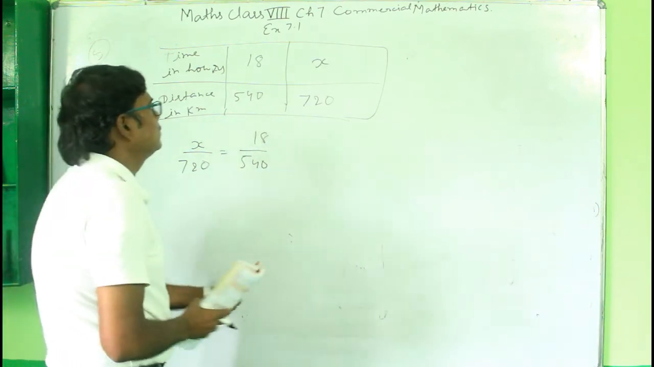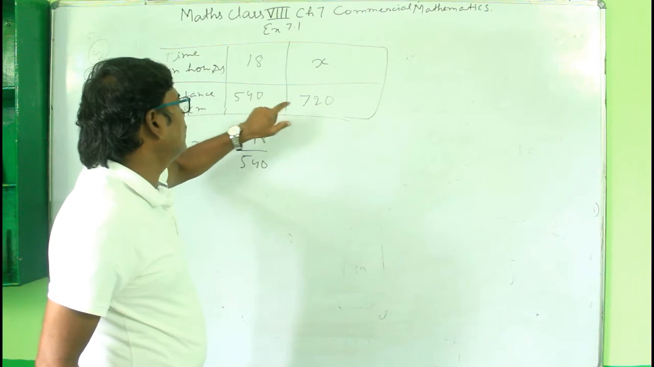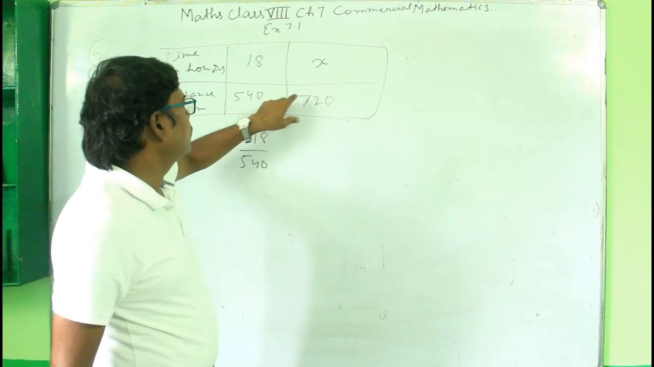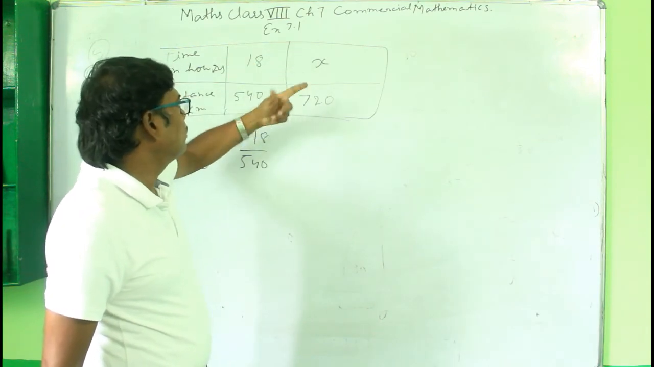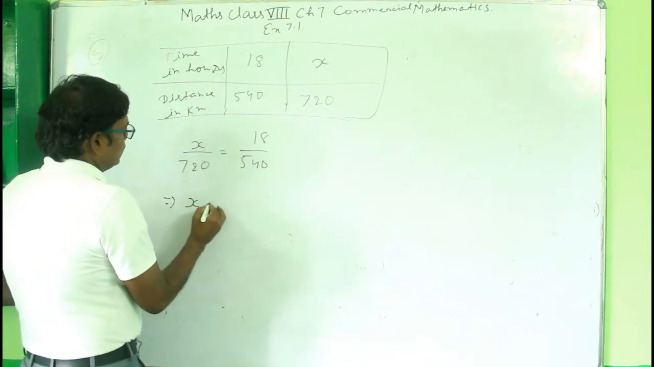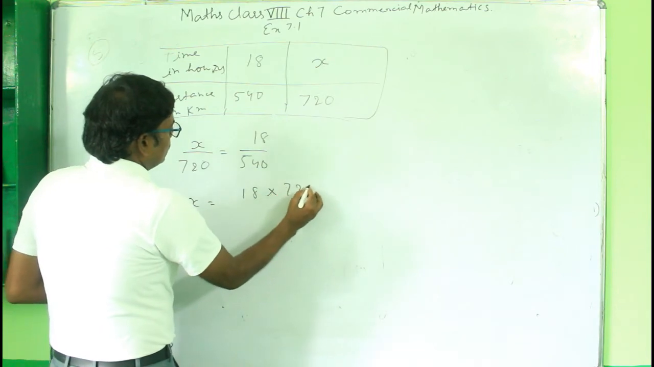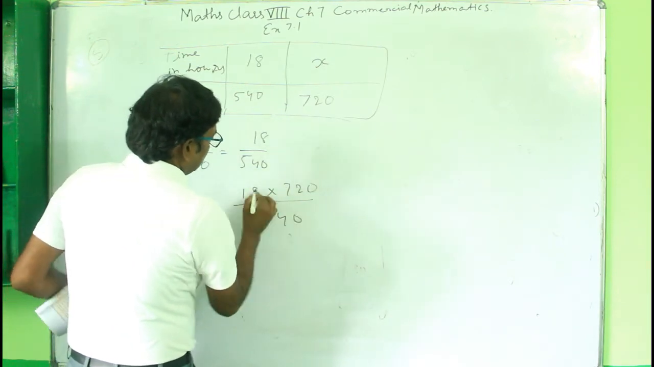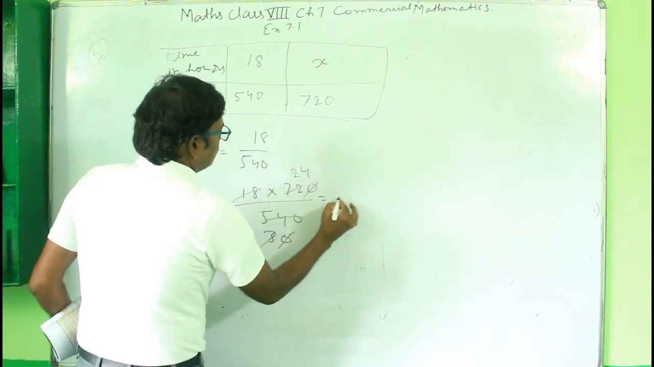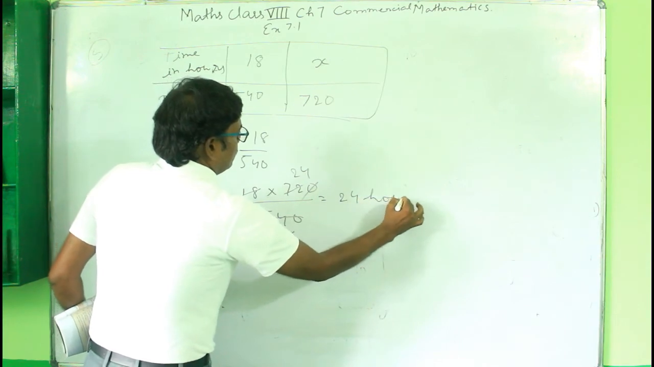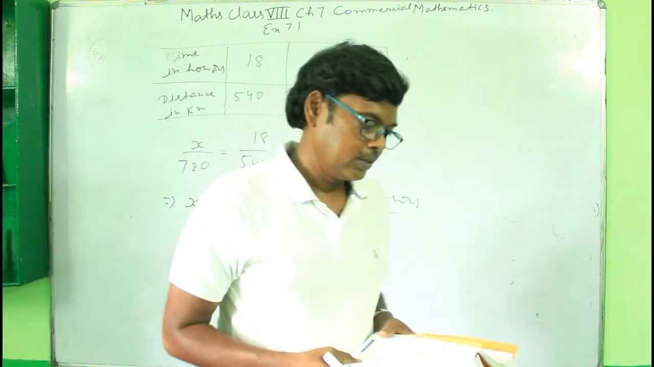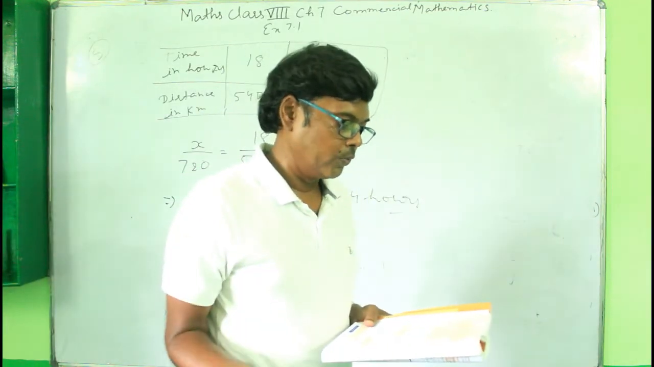You will not change it like this. If you write this by this, then this by this. If you interchange, that will be wrong. Like this by this equal to this by this, that will be wrong. This by this equal to this by this. So here x equal to 18 into 720 by 540. So here the answer is 24 hours. That is, the car will take 24 hours to travel 720 km.